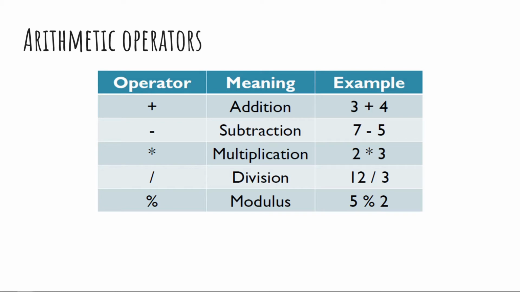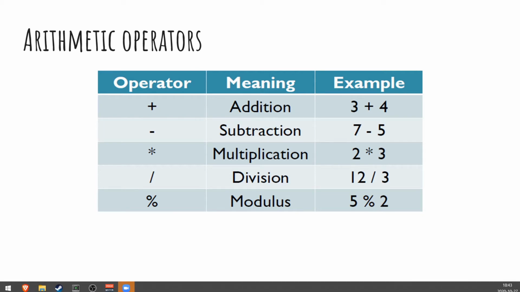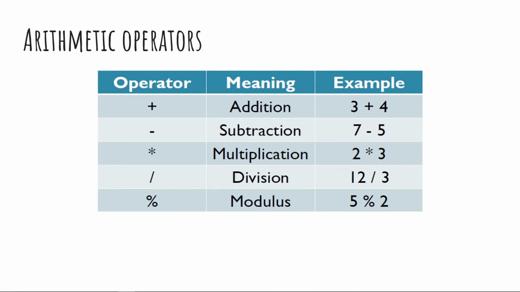Another thing we talked about last week, and again, we sped through it a bit, is the arithmetic operators. Most of these are pretty straightforward. Addition, subtraction, multiplication, and division are all very straightforward. Modulus is a bit of a weird operator. It is like the remainder when you divide. So 5 modulo 2 is the remainder that you get when you divide 5 by 2, or 1.